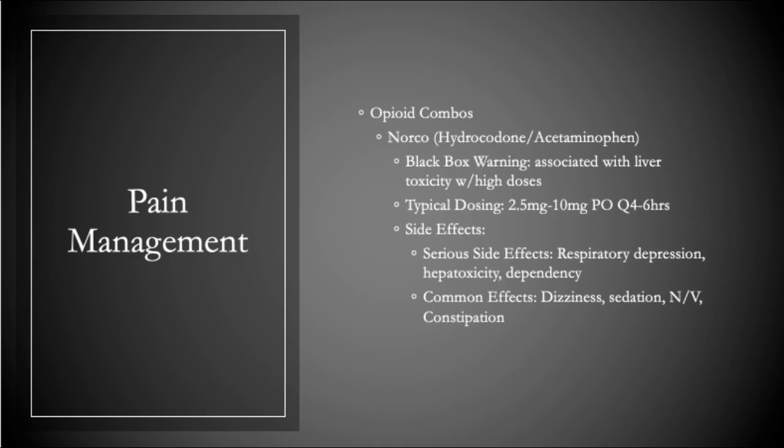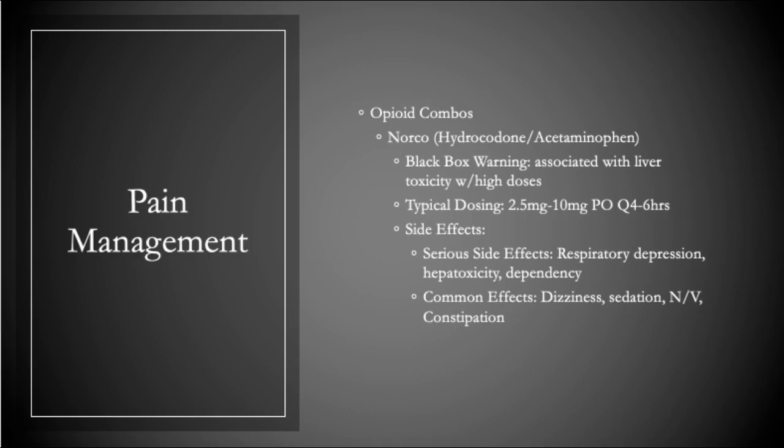Typical dosing is 2.5 milligrams to 10 milligrams every 4 to 6 hours. This is one that people commonly abuse, so you have to be very careful. These people have to be seen at least every 4 weeks, if not more. And anybody I was prescribing pain medication to, even if they were 80 years old, because of our policy, we drug screened them every 4 weeks. So you have to make sure that you know the drug screening policy for wherever you work if you're prescribing pain medication. Side effects: respiratory depression, again, that liver toxicity, dependency.